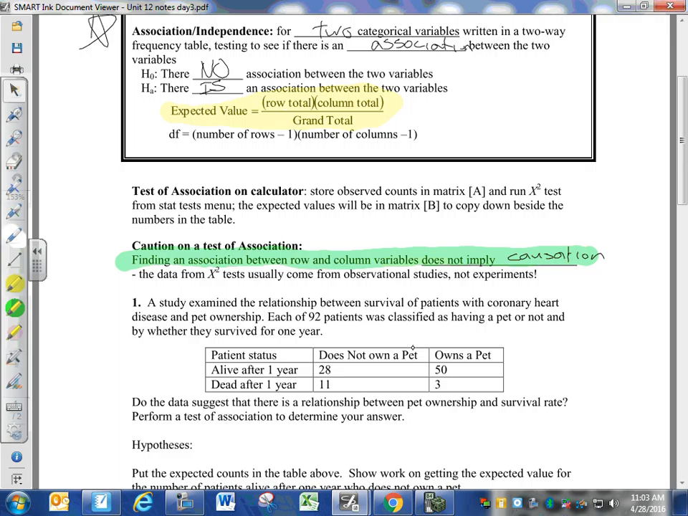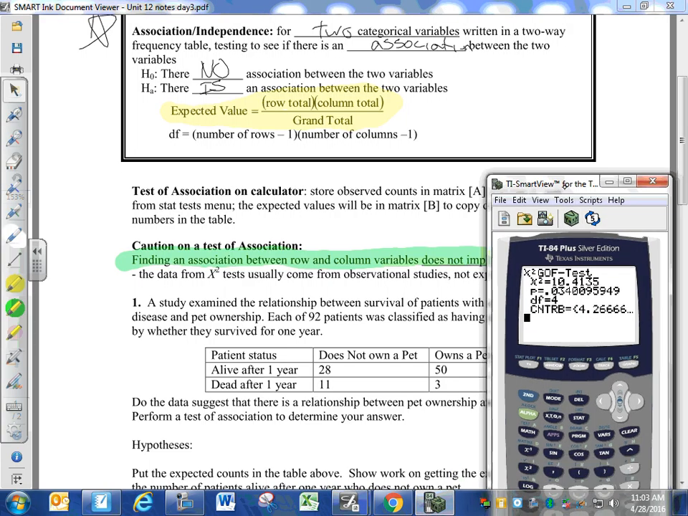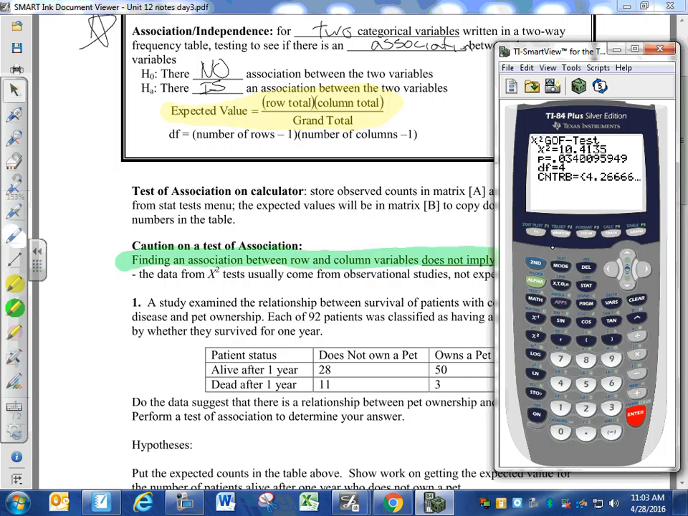Now, how are we going to do this test? Well, it's very easy. It's actually easier than the goodness of fit test. I'll show you why. You're going to enter this information into a matrix. So, second matrix. If you have something in A or B, whatever, just select it and you can change it. So, matrix is above x inverse. Remember, don't go to names to edit things. Go to edit things. Select matrix A. Is everybody at matrix? Are we good? Go to edit. Edit A.